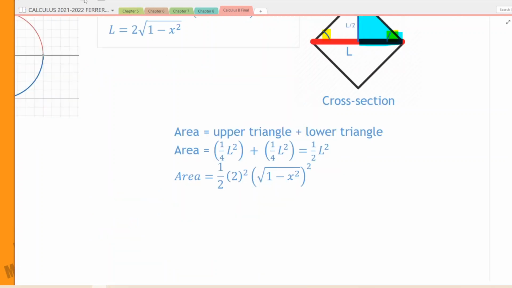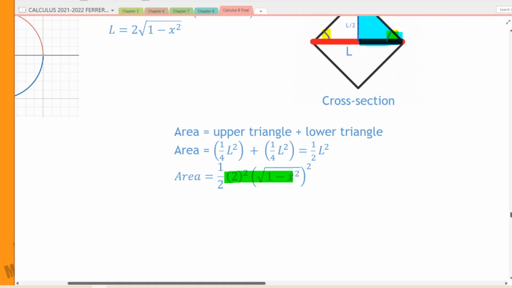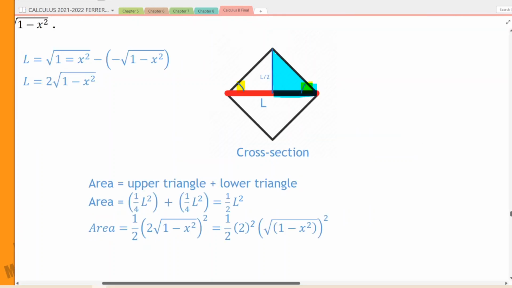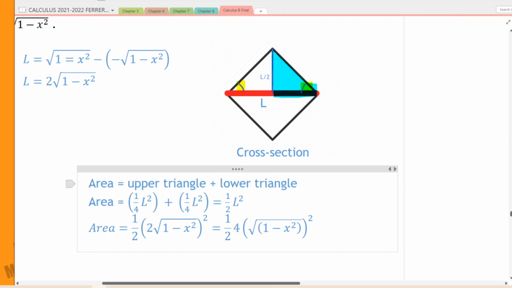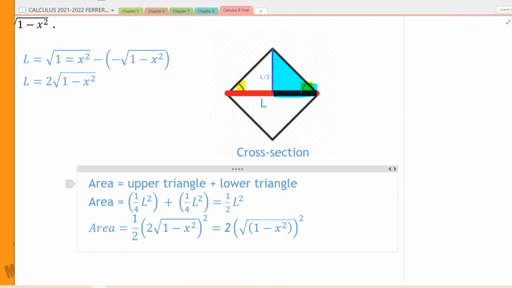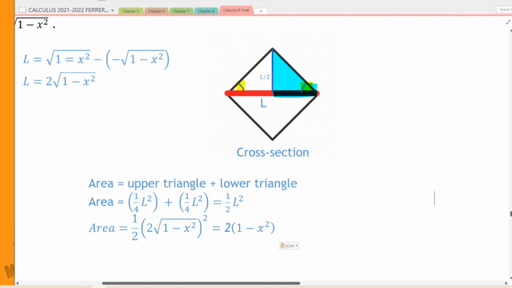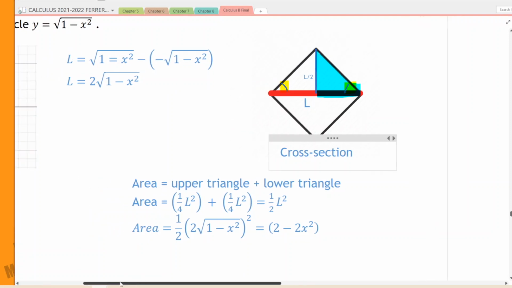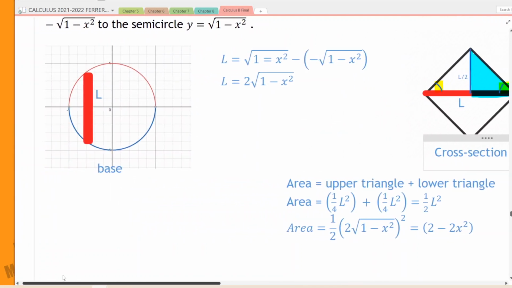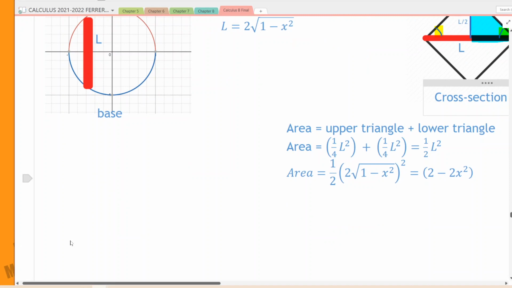We could square the 2 and the square root separately. 2 squared is 4. 4 times 1/2 is 2. The square of the square root is just the radicand. So we end up getting that the area is just 2 times the quantity of 1 minus x squared. Or if you prefer, that's 2 minus 2x squared. So this is everything we're going to need to figure out our volume.